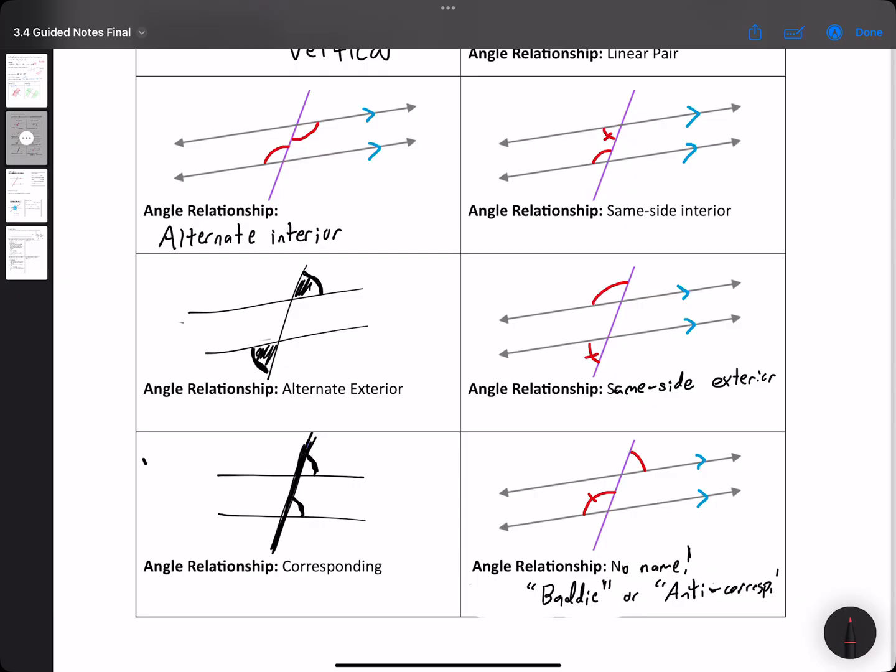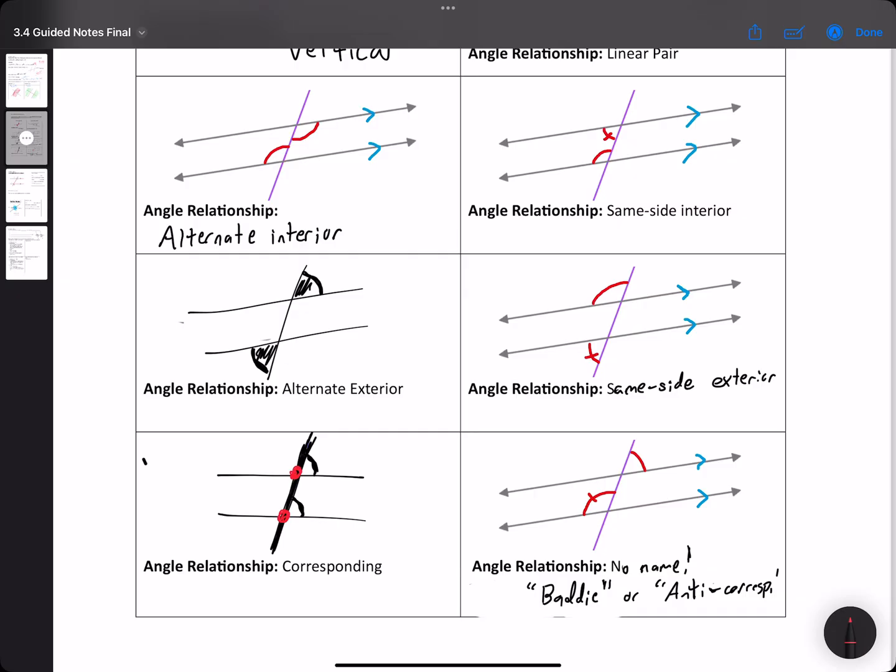So with corresponding, you've got one in, one out, and they're on the same side of the transversal, not on opposite sides. One down here, one up here. These are on the same side of the transversal. Same side, both on the right-hand side, but different vertices, one at the top, one at the bottom.